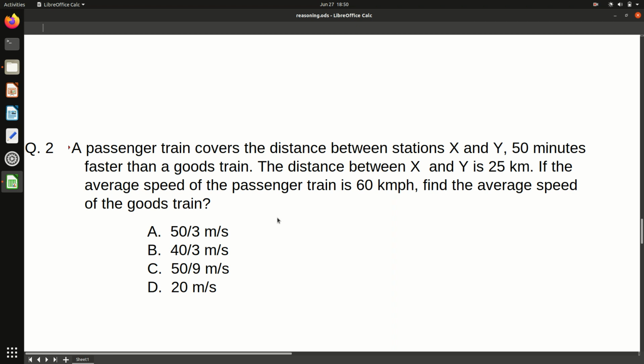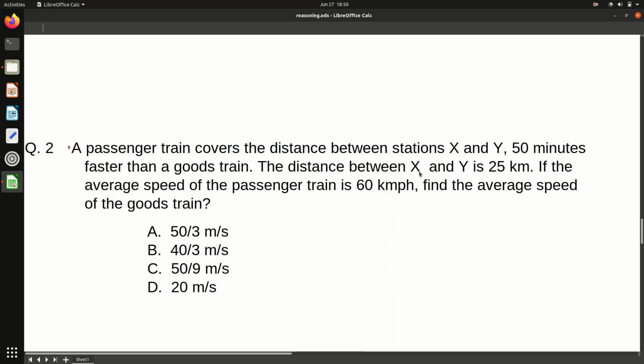And this question, although it seems a bit lengthy, is very simple. So this is the question, these are the answer options. You can pause the video and try. Okay, so let us start. It is given that a passenger train covers the distance between stations X and Y 50 minutes faster than a goods train. It means if the goods train covers it in 1 hour, the passenger train will cover it in 10 minutes, because it is 50 minutes faster.